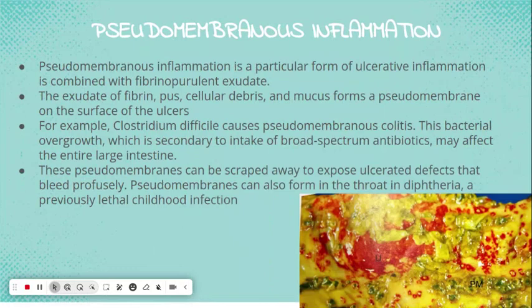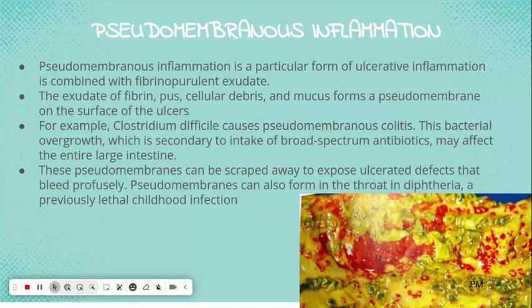Then we have pseudomembranous inflammation. Pseudomembranous inflammation is a particular form of ulcerative inflammation that is also combined with fibropurulent exudate. So the exudate of fibrin, pus, cellular debris, and mucus forms the pseudomembrane surface on top of the ulcer. So you can see the ulcer here and that pseudomembranous yellow covering around it.